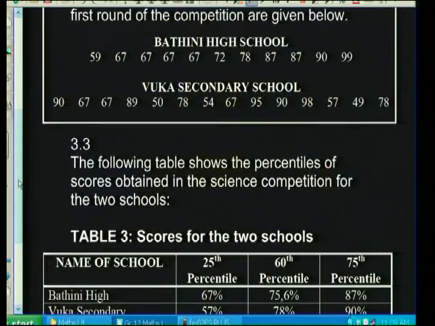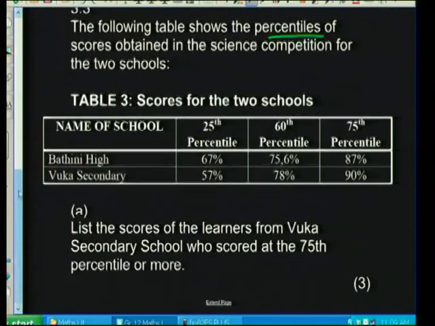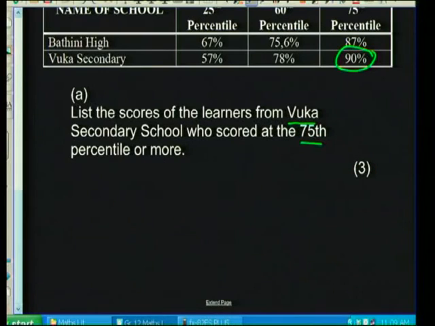The table below shows the percentiles of scores obtained in the science competition for the two schools. So we've got the 25th percentile, 67% compared to 57%, the 60th percentile, and the 75th percentile. List the scores of the learners from Vuka High Secondary School who scored at the 75th percentile or more. So we're going to Vuka, and 90% was the 75th. So we're looking from 90% upwards. So what are those values?